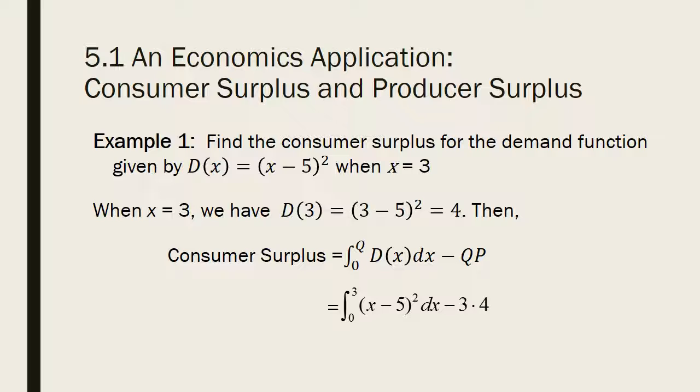3 is the quantity, it's the X. X minus 5 squared, there's our demand function, dx, minus 3 times 4. The 3 and the 4 are the x and the y value. We got the x value they gave us, the y value we got from putting the x into the demand function, so 3 times 4. And then just solve.